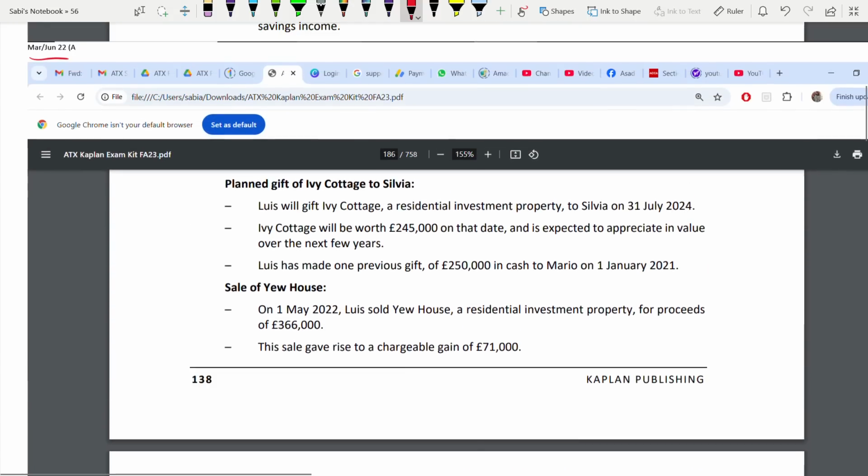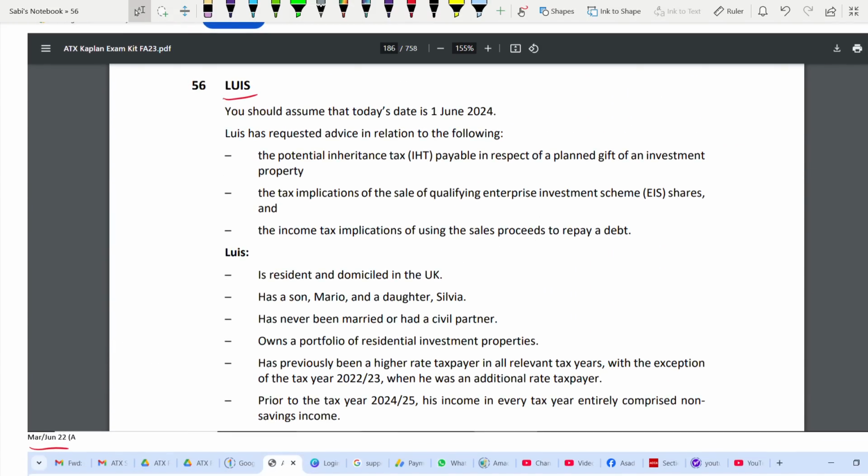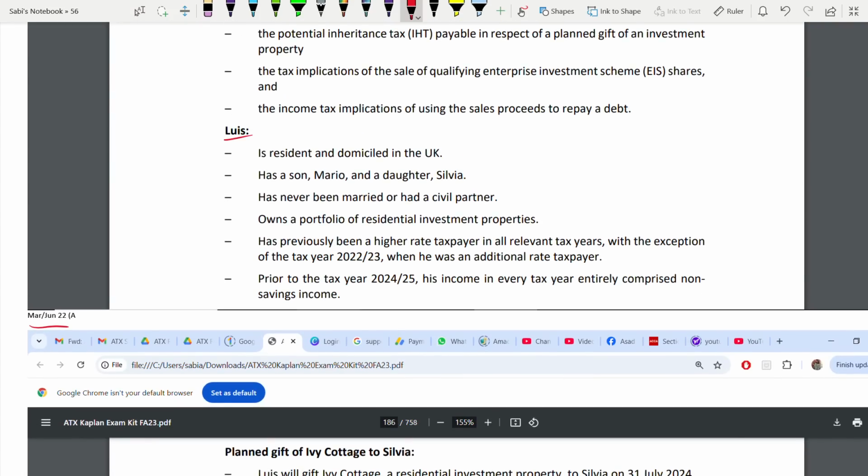So now let us read about Louis first. Always you need to know the person. What is his domicile status? What is his residence status? This will always be given in any question, and you need to first always see he is resident in which country and his domicile in which country and his deemed domicile. Based on this only you will decide whether he'll be charged for worldwide income or just UK income. So these are some information about Louis that you need before we move on to the actual transaction.